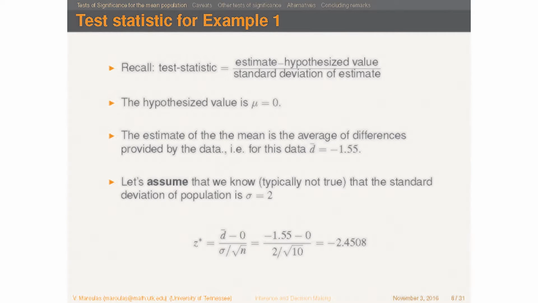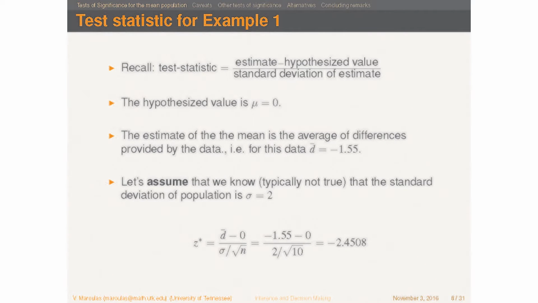So, if this was a little bit too confusing, let's discuss this example. The hypothesized value is mu equals zero. Since we're talking about a population parameter, the population mean, the estimate of the mean is going to be the sample mean. So you are going to find the average of the data that you collected. The estimate is the average of differences provided by the data, and a realization tailored to this data, if you do your math correctly, and I used a calculator just to make sure, is negative 1.55.